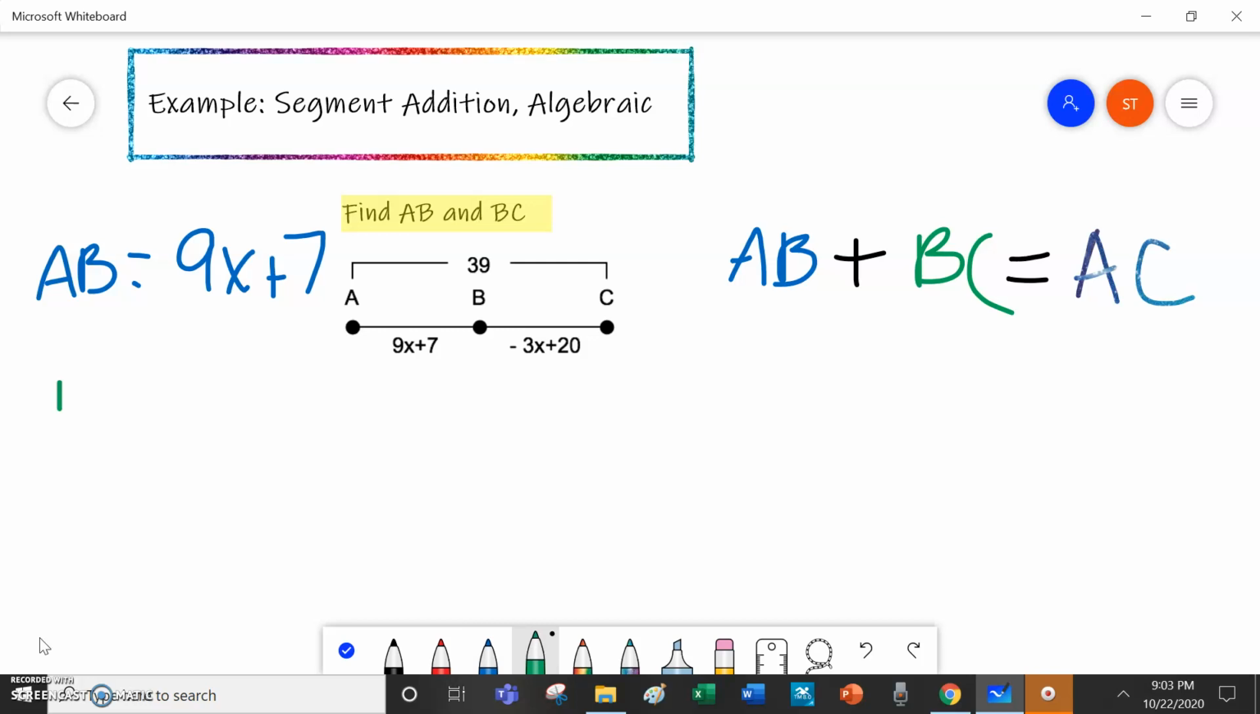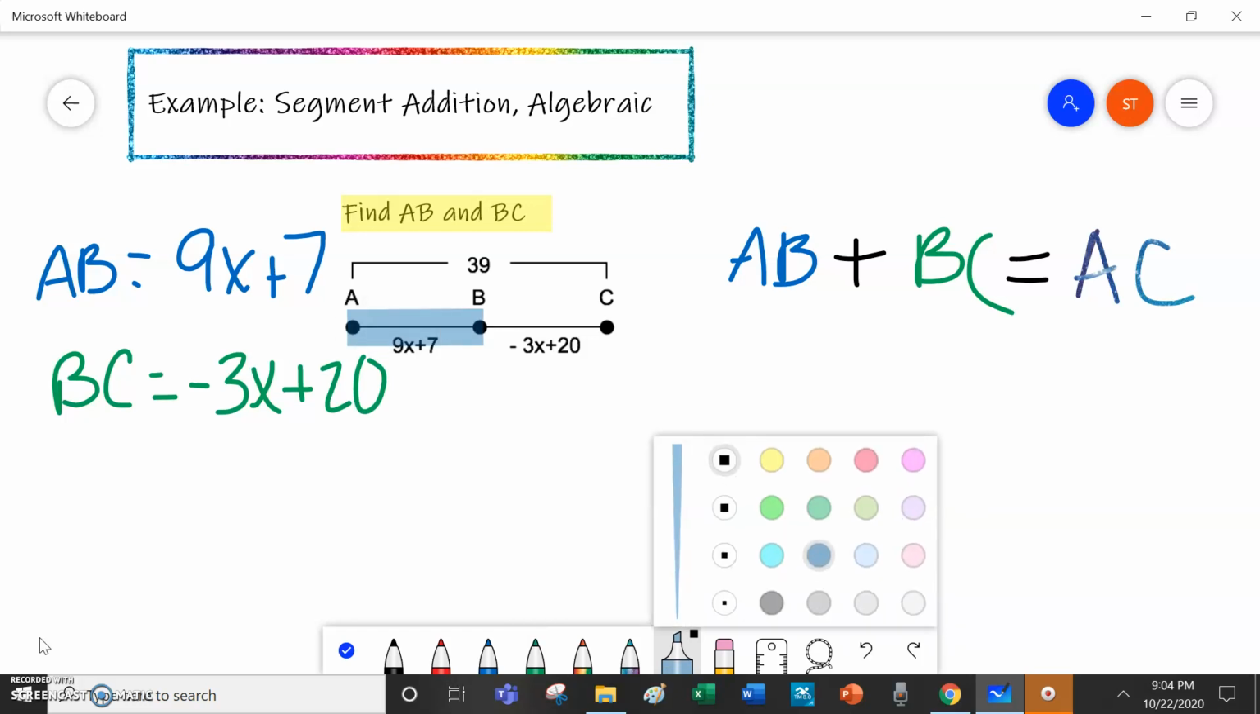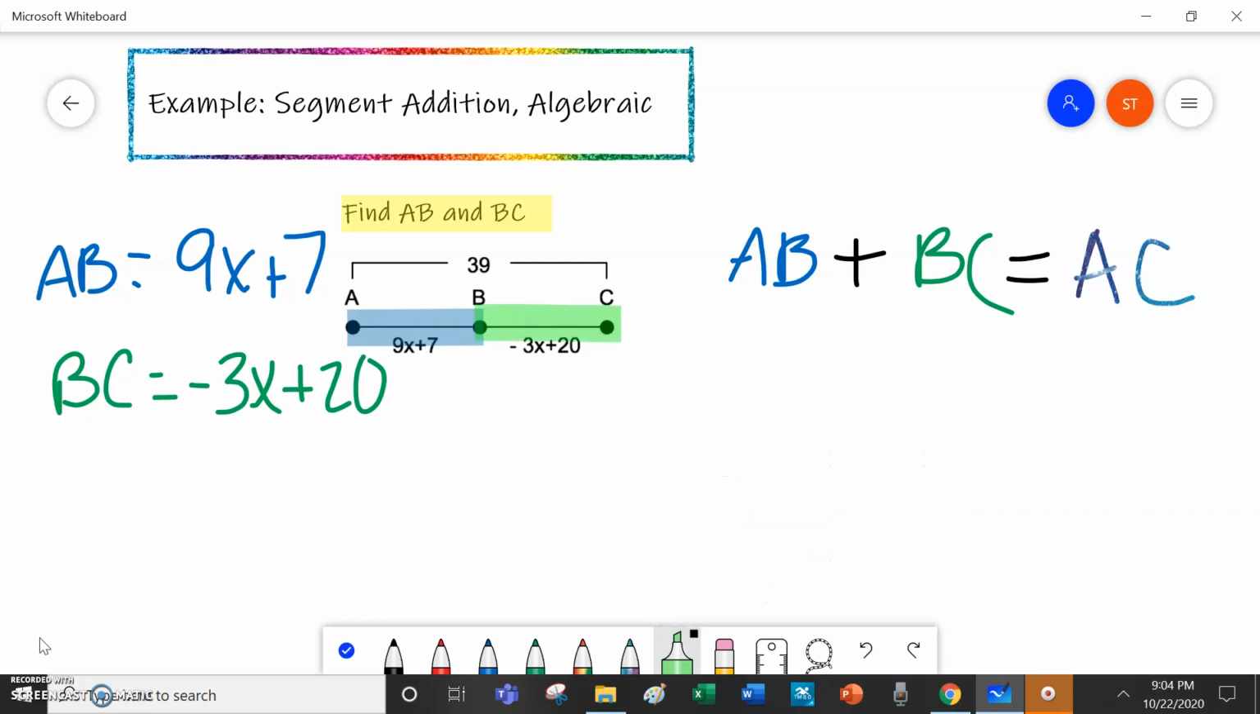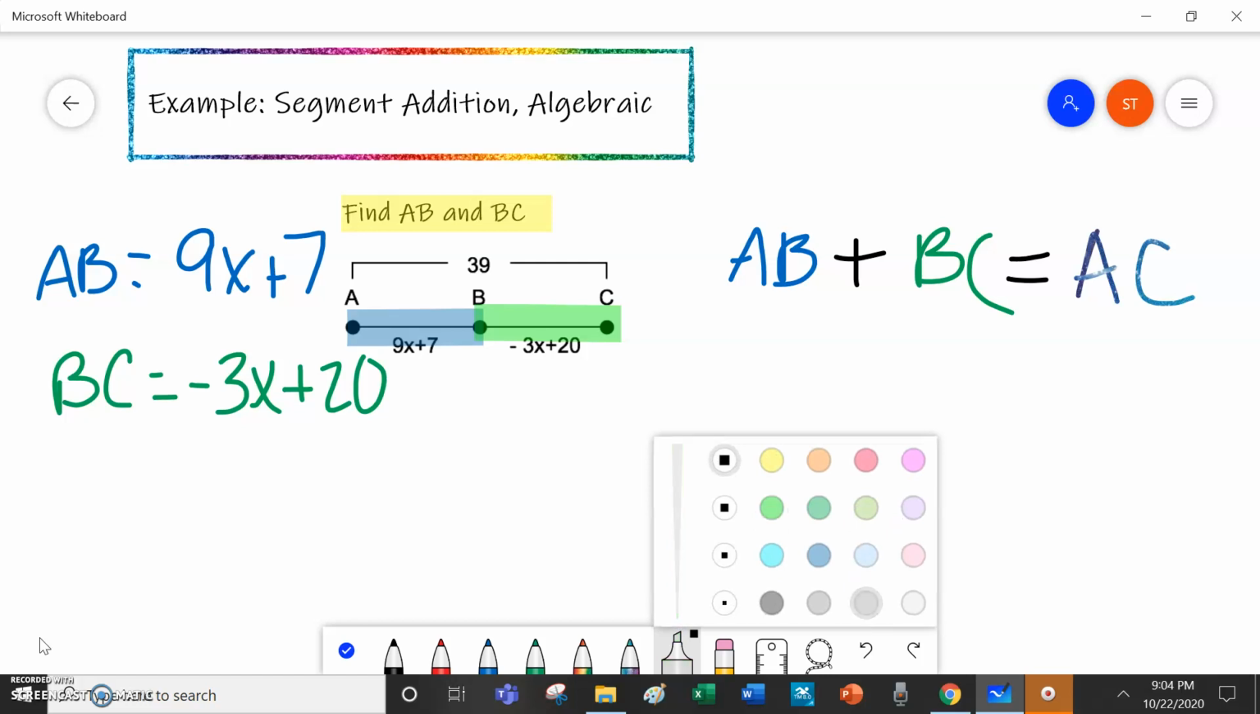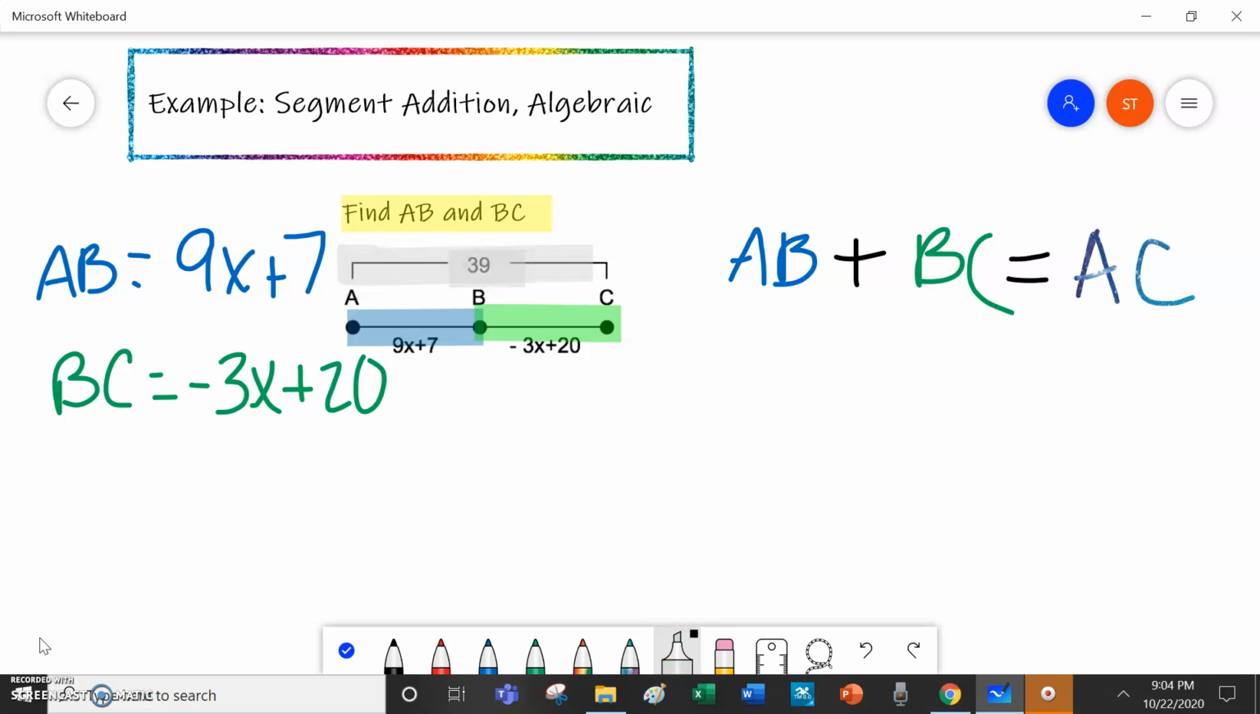I know BC equals negative 3x plus 20. So both of these are indicated by the algebra in the diagram. And I know that AC is 39, as indicated once again by the label in the diagram. So AC is 39 units.